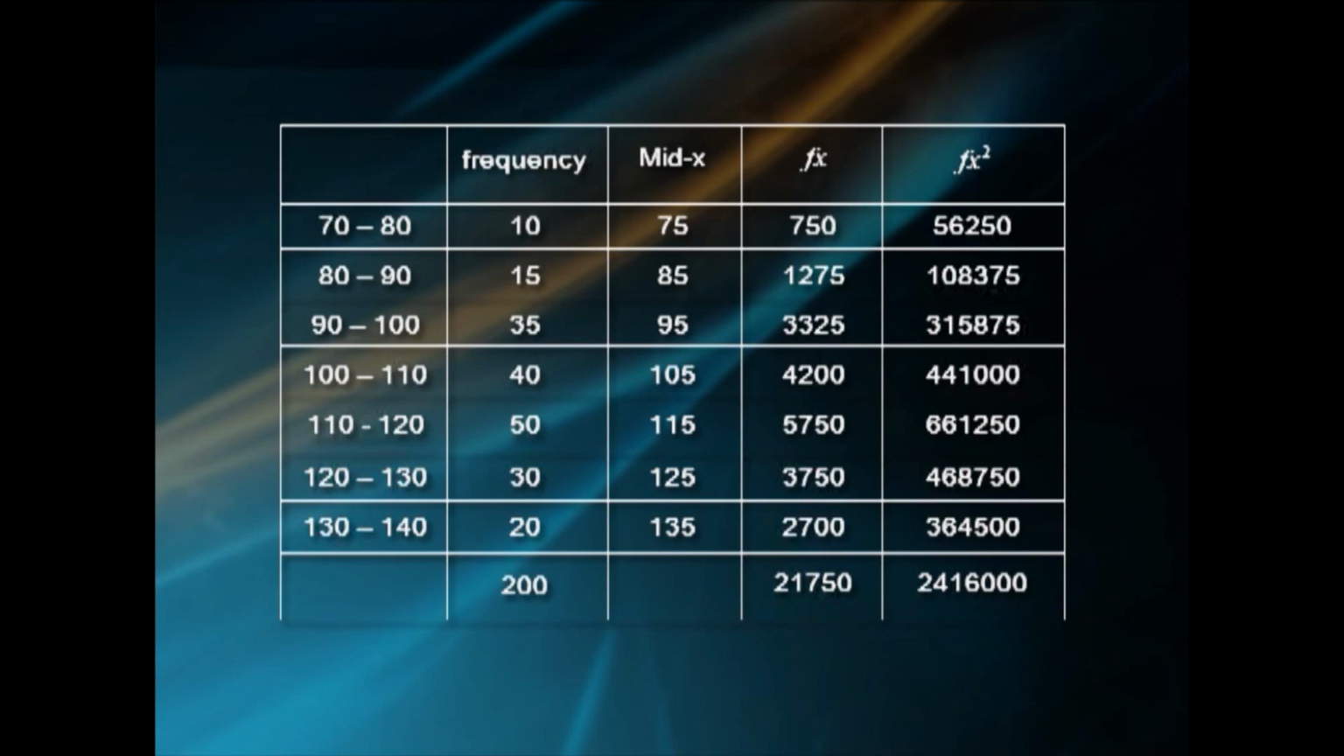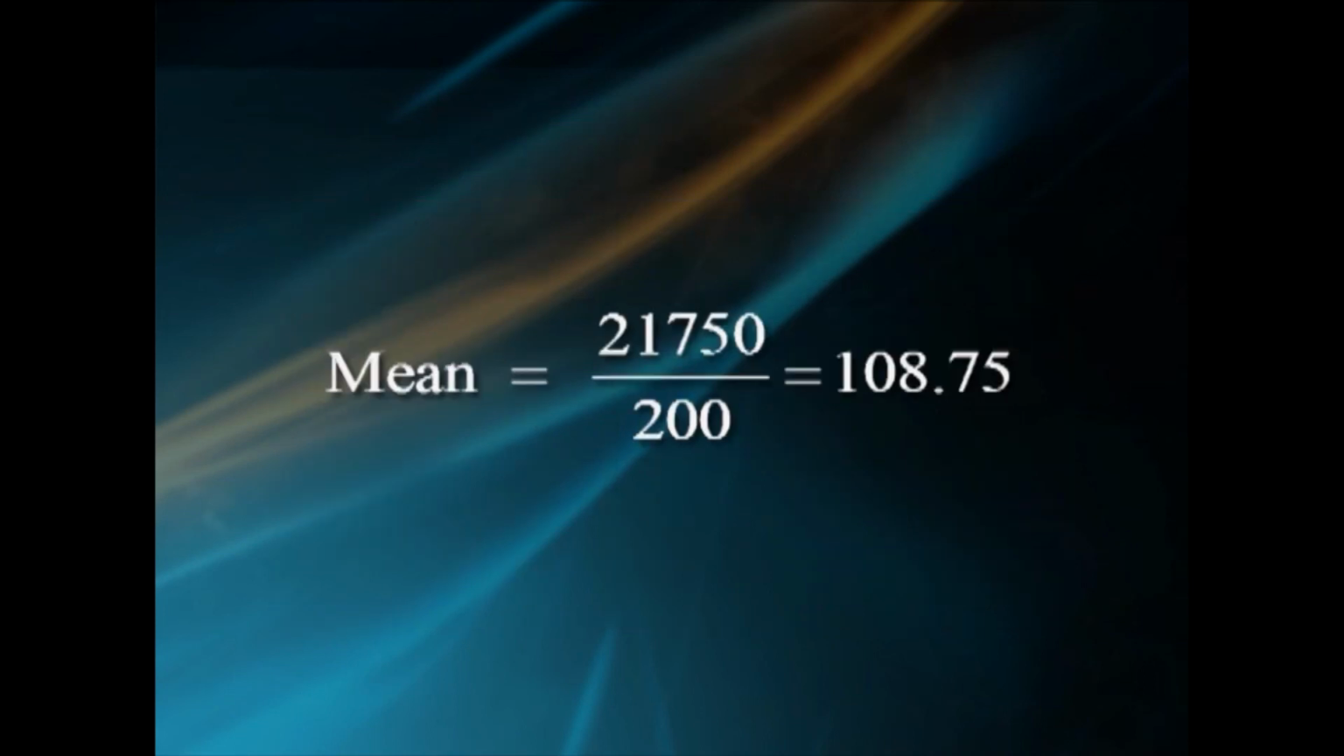56,250, 1,08,375, 3,15,875, 4,41,000, 6,61,250, 4,68,750, 3,64,500, where the total is 24,16,000. Mean equal to 21,750 divided by 200, that is 108.75.